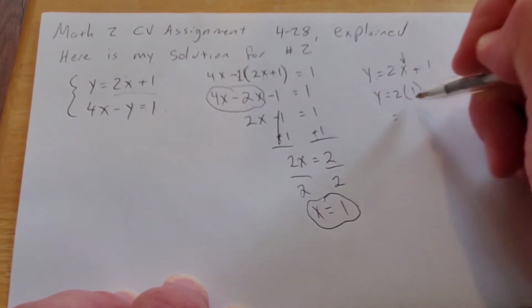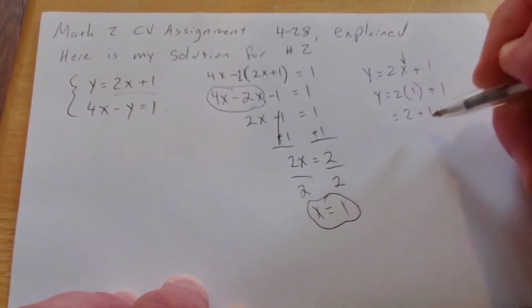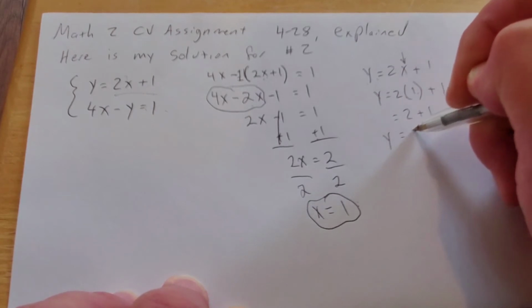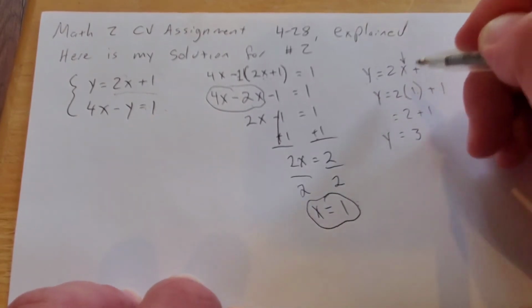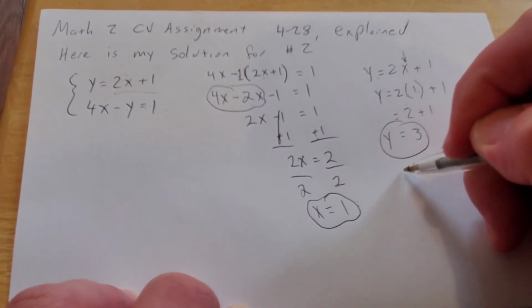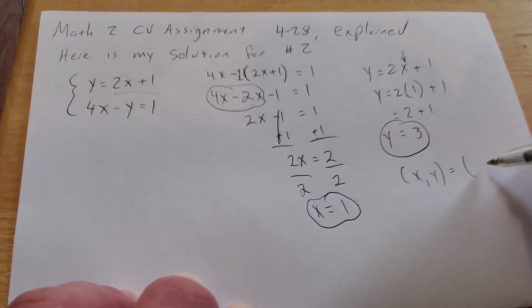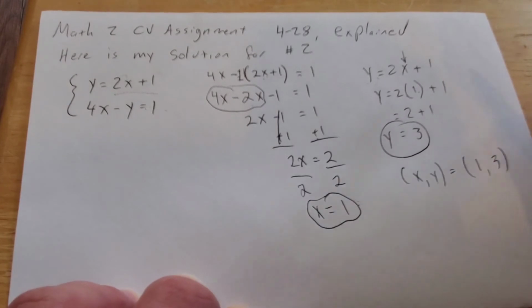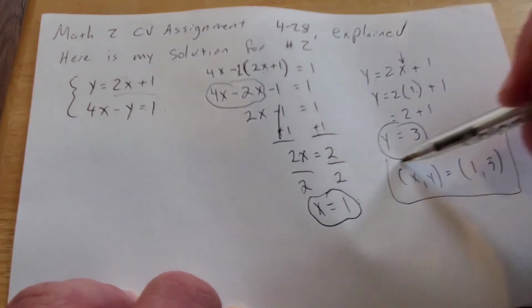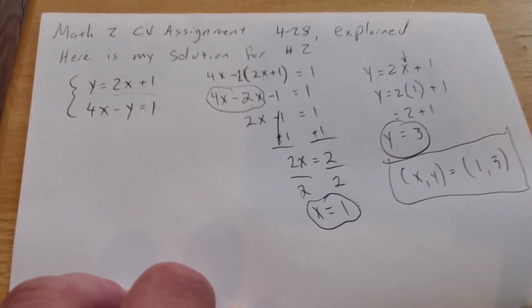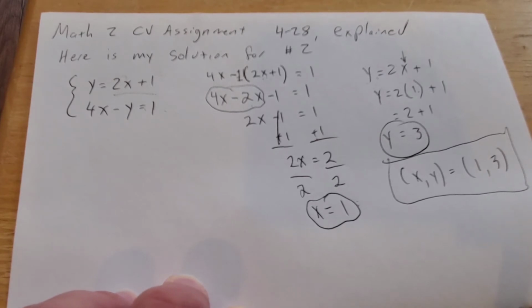And now we can simplify that. 2 times 1 is 2 plus 1. And we can see that y equals 3. So now we have a solution. x comma y equals 1 comma 3. And I'm writing this in the form of a point, because the solution to a system of linear equations is the intersection point of the two lines.